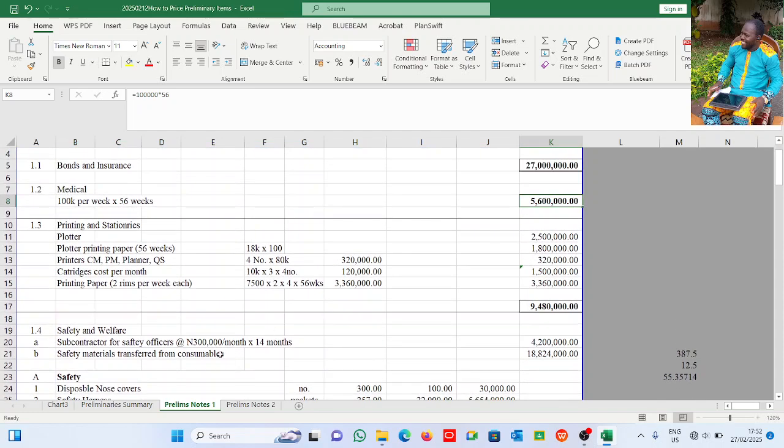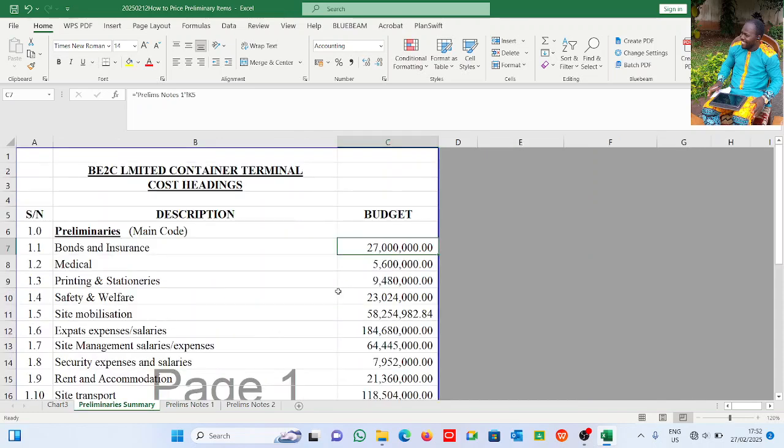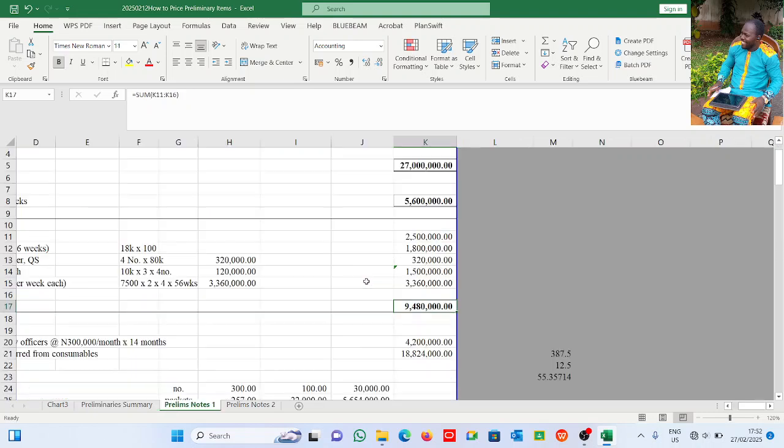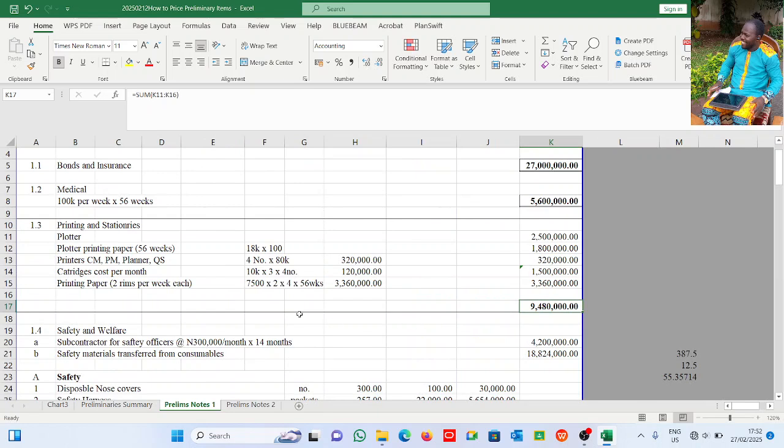Now we come over to this item here, printing and stationery, preliminary items. Of course, in the course of the project, there will be need for you to print drawings, big drawings like IFC drawings, issued for construction drawings. You need these drawings for the work on site. You may also need smaller ones, maybe for the PM or the construction manager, for the quantity surveyor, for the planner, like we have here.